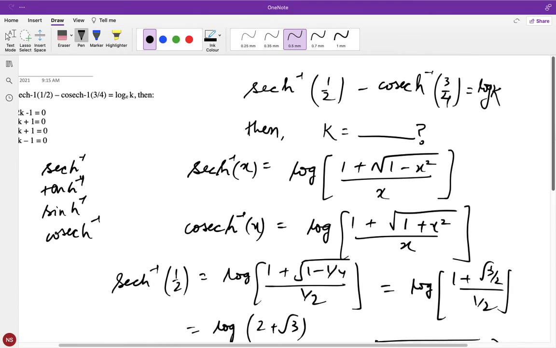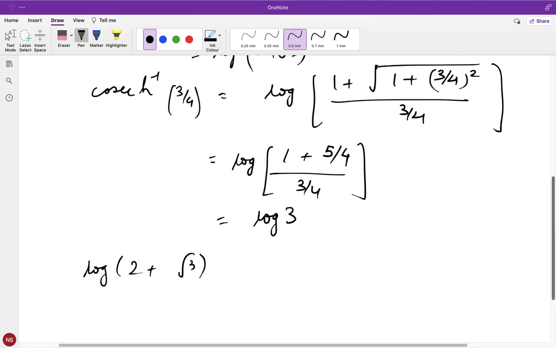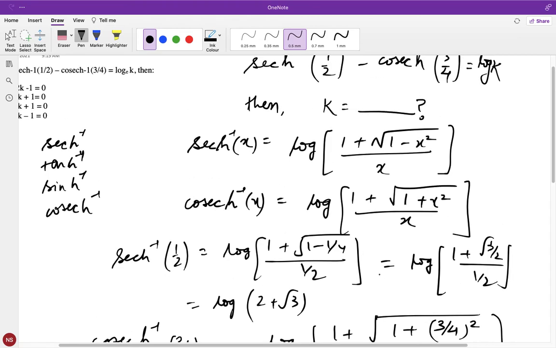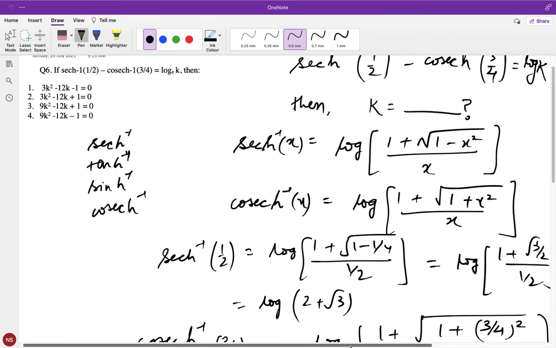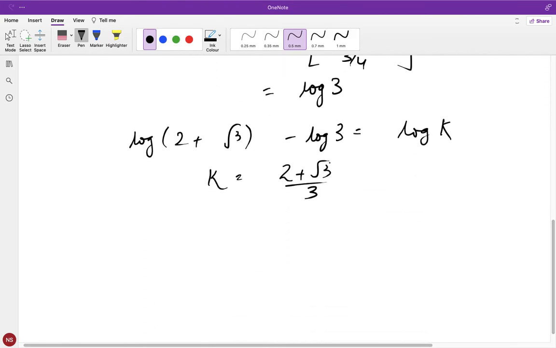So this minus this is log k. So log of 2 plus root 3. It was 2 plus root 3, right? Yeah, log of 2 plus root 3 minus log of 3 equals log of k. So what is k? k equals 2 plus root 3 by 3. In the given options, we do not have any square root of 3 anywhere. But we do have k square. So I need to get rid of this square root of 3.